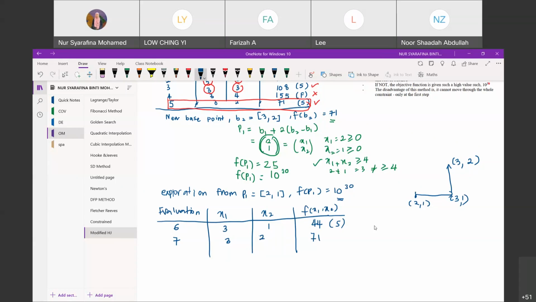So consider as fail, right? Because it is greater than this 44. And then go downside here, we have 3, 0. So 3, 0, x1 greater than or equals to 0, x2 greater than or equals to 0, and 3 plus 0 is 3, not greater than or equals to 4. So this does not fulfill the constraint, then we just put the value here as 10 to the power of 30. Of course, it is a failure. Okay, is that clear now? Anyone has question?